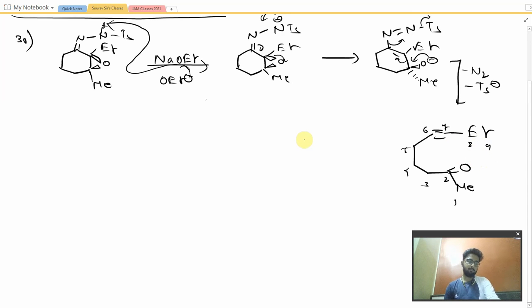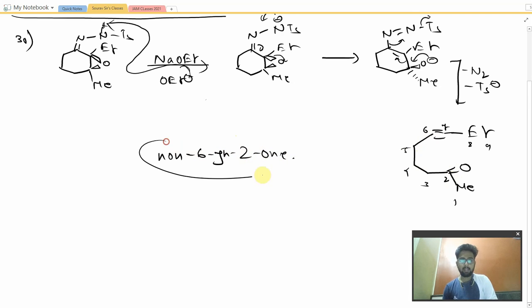In the options you can see that you don't have to write the structure, but tick the structure. You have to tick the proper exact IUPAC nomenclature. So let us do the IUPAC nomenclature for this compound. There are 9 atoms, so the main chain would be non. Then there is a double bond at this sixth carbon, so non-6-ene, and we have a double bond, or ketone group, in the second carbon. So 2-one. This would be the exact name of this compound.